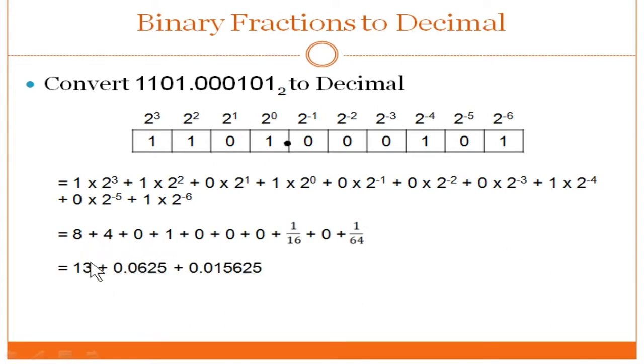So 8 plus 4 plus 1 is 13, and then plus 1 by 16 you are getting 0.0625, plus 1 by 64 you are getting 0.015625. So here you can notice one more thing, the values will not change, whether 1 by 2 or 1 by 4 or 1 by 8, the values will not be changed anyway. So if you know the answers, decimal values beforehand, you can directly write, or you have to do manual calculation and then finally add it. Now adding all this, you are getting an answer 13.078125. That is the decimal equivalent for the binary fraction given.